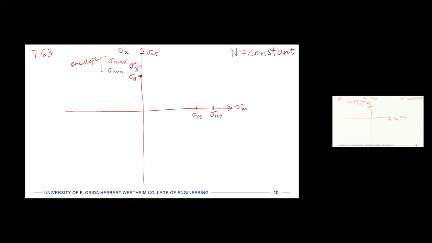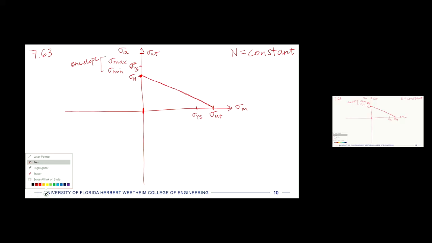And we'll note that the Goodman criterion was this line right here, exactly that line. It went from the fatigue strength on the y-axis down to the ultimate tensile strength on the x-axis. And if we look at the origin first, if the mean stress is 0, that would be right in the middle.